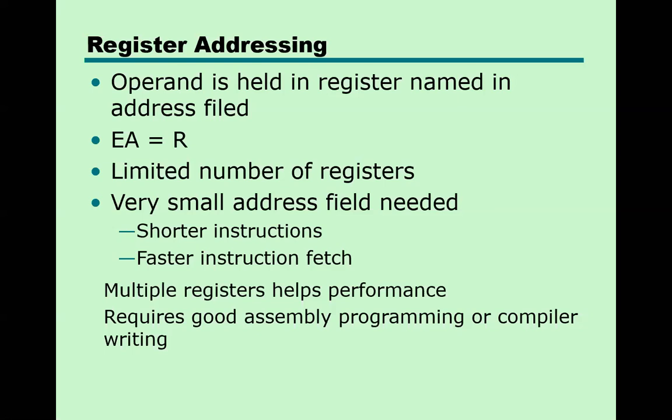Because fetching is faster in register addressing compared to memory addressing. So multiple registers help performance. This type of addressing is helpful to improve performance. And in assembly programming, you will find this register addressing in the program. So in assembly programming or compiler writing, we use register addressing.